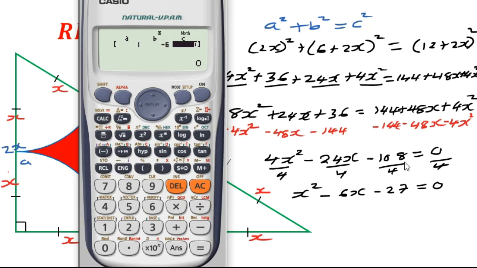Then you go to c, the constant term is negative 27. So what is the first value of x? So you can see x is 9. So we found x is 9 and negative 3. We are dealing with the value of x, which is positive because x is length.